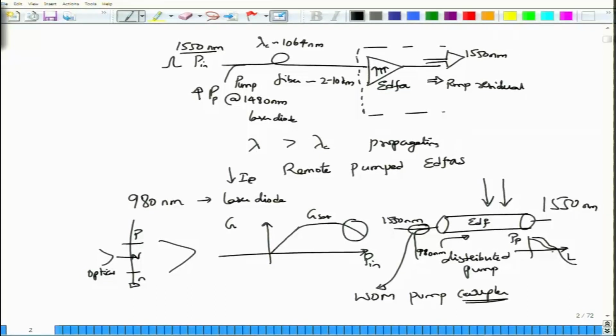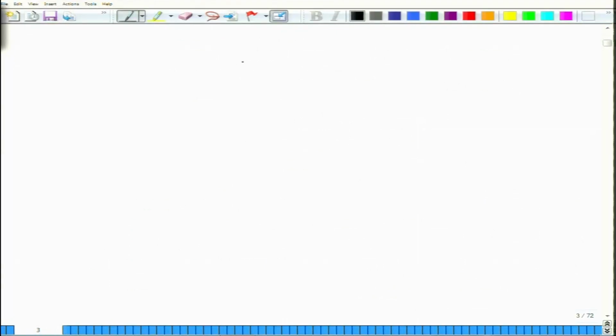So, you do have a certain optimum length in order to realize your erbium doped fiber amplifier. At that point, whatever gain you get will be the optimum gain that you are going to use. This also indicates another idea that one can use.